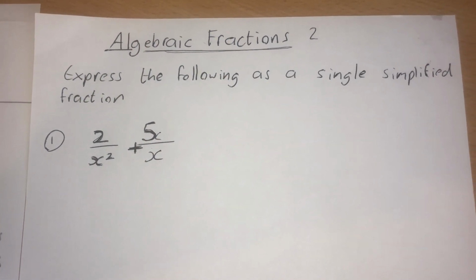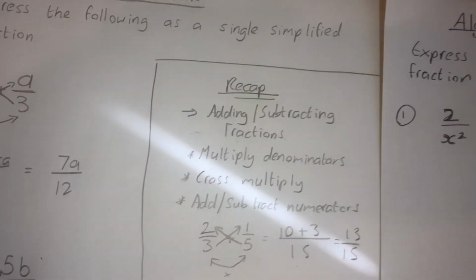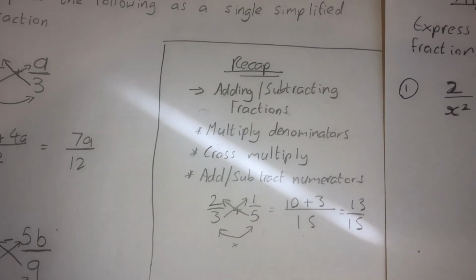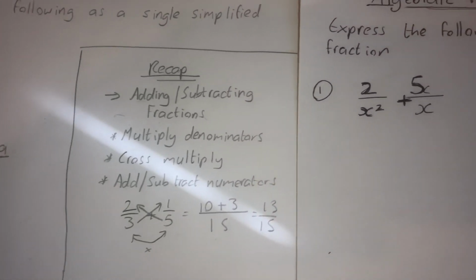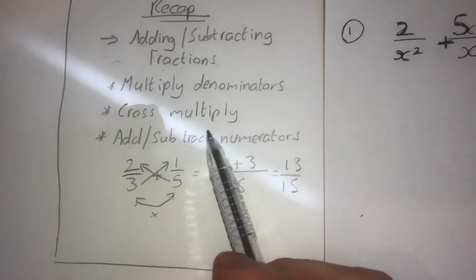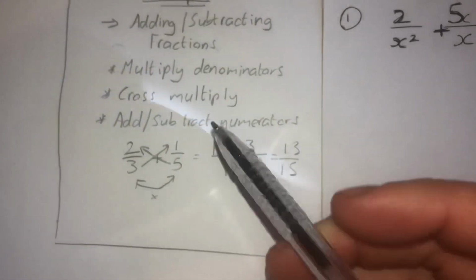So we're looking at our second video on algebraic fractions, and we're sticking with a similar nature of equations as the first. What we are doing is adding or subtracting algebraic fractions, and we're going to express them as a single simplified algebraic fraction. Just a quick recap on the steps that we need to take, because they are exactly the same, just slightly harder in terms of what we have to do within these.